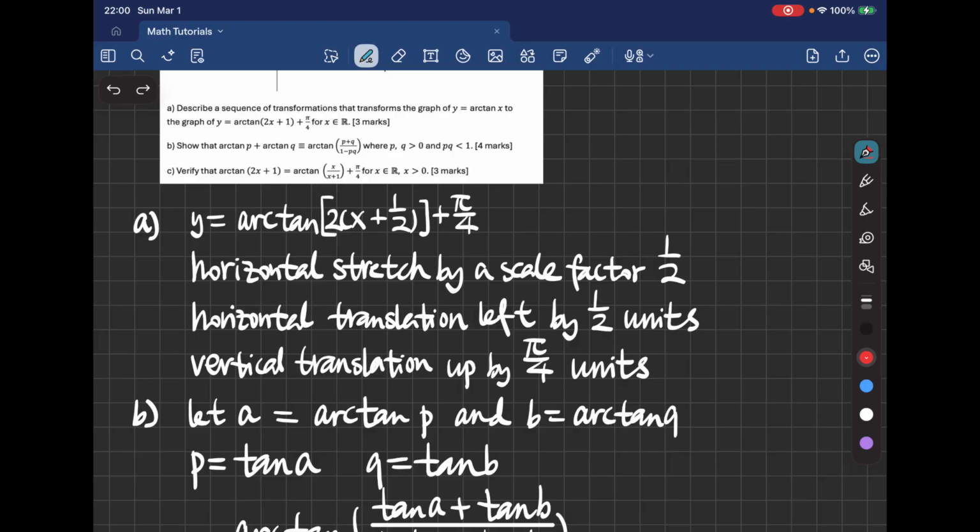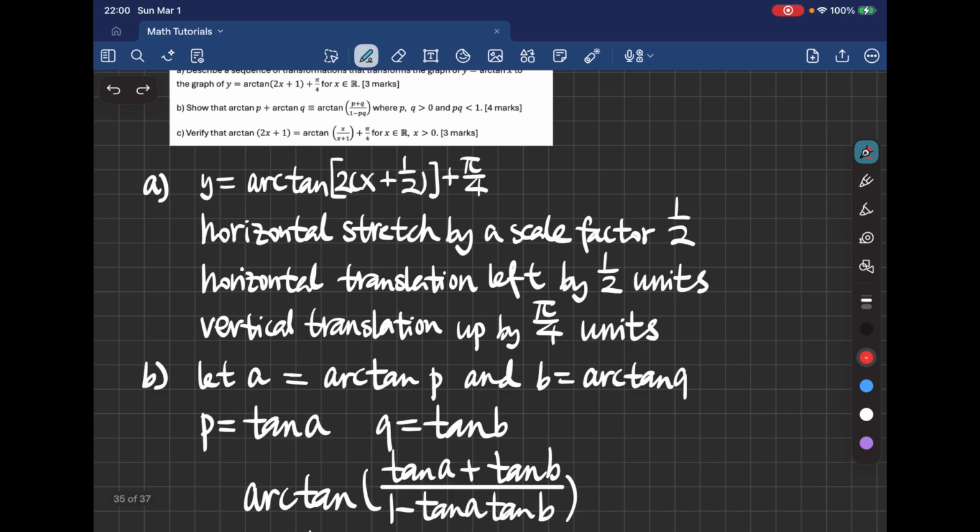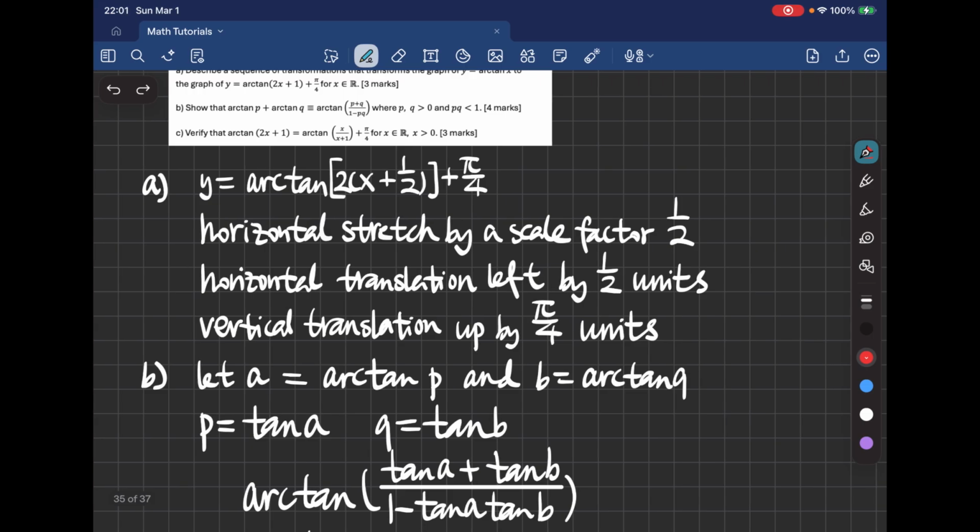So we go by stretching first, so a horizontal stretch by a scale factor of half, and then a horizontal translation left by half unit, and then a vertical translation up by pi over 4 units.